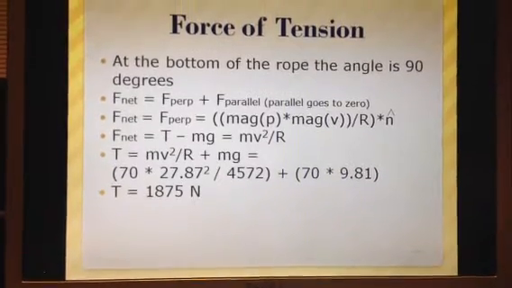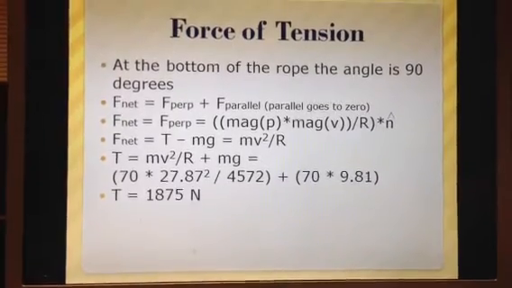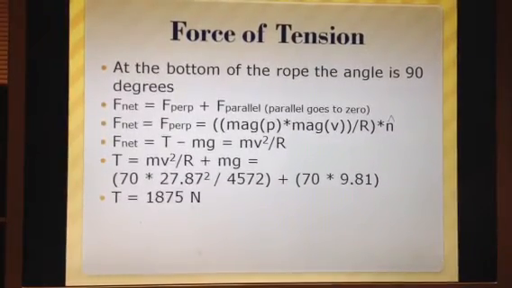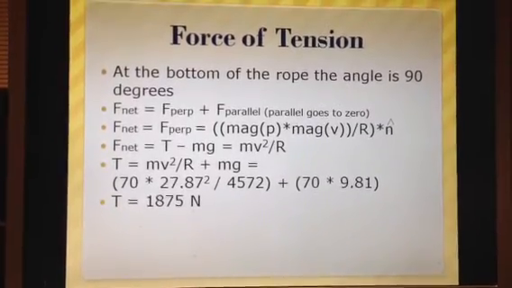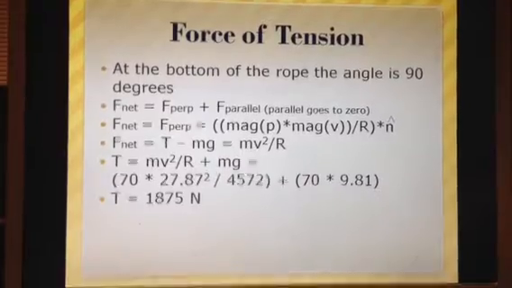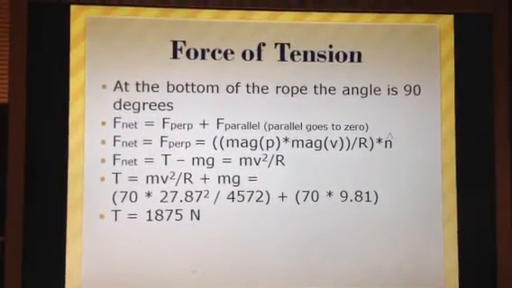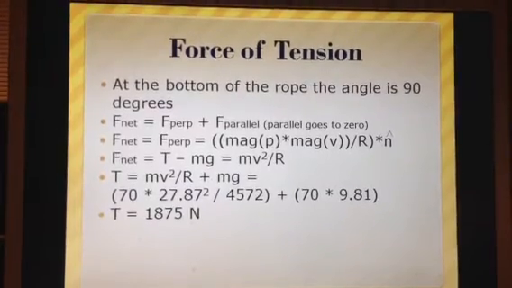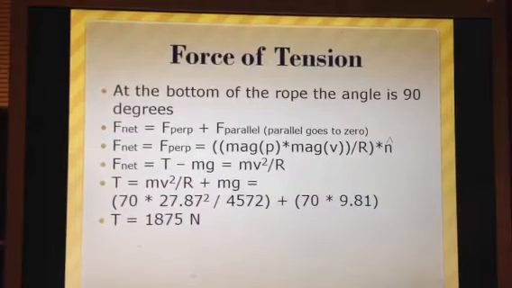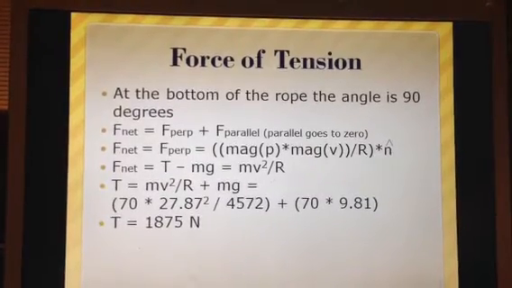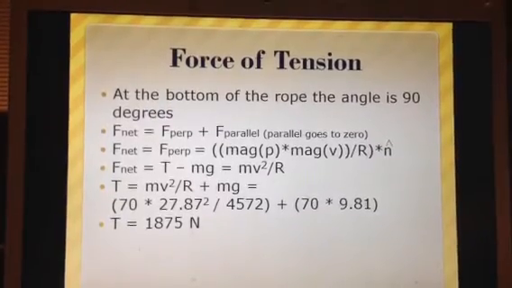The force of tension. At the bottom of the rope, the angle is 90 degrees. We know F net perpendicular plus F net parallel is equal to F net. The F parallel is 0 because it's at the very bottom and the angle is 90. And so F perp is equal to the magnitude of momentum times the magnitude of velocity over R times n hat. So we do all the math there, and we find the tension, where T minus mg equals mv squared over R. So the tension is equal to 1875 newtons.